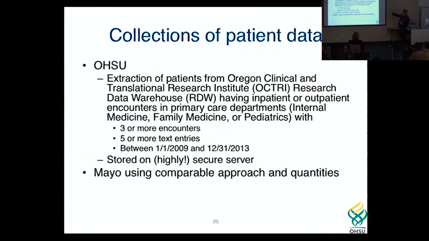At OHSU, some of you may know of our research institute called Oak Tree. They have a research data warehouse which pulls data out of our EPIC electronic health record system, and we got our IRB to agree. That was our biggest worry, whether the IRB would let us do this, but we convinced them that the data would be stored very securely. The only people who could look at it would be those on the research team, and Mayo did the same thing.